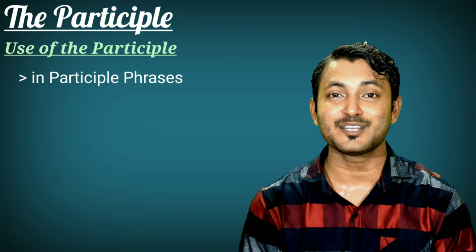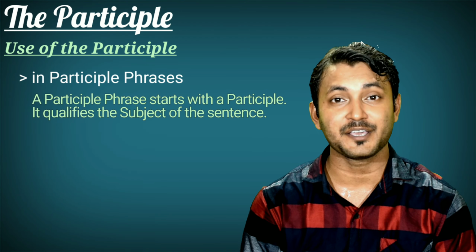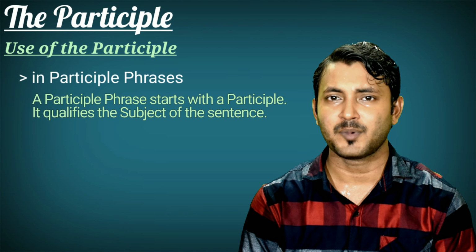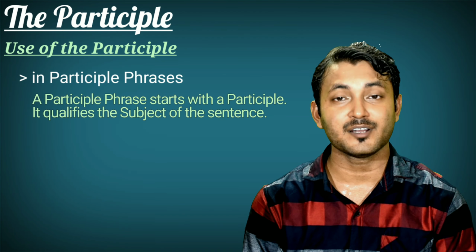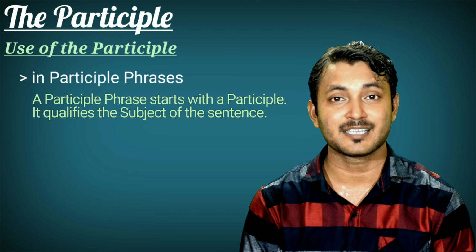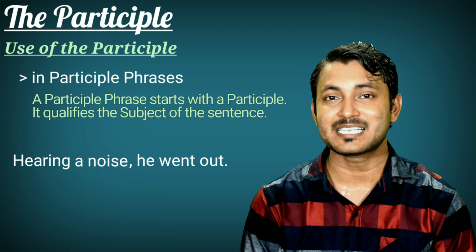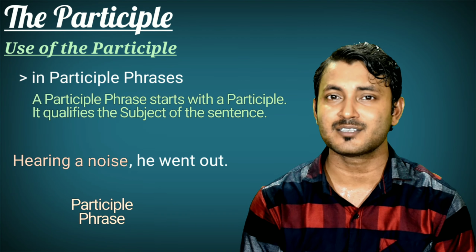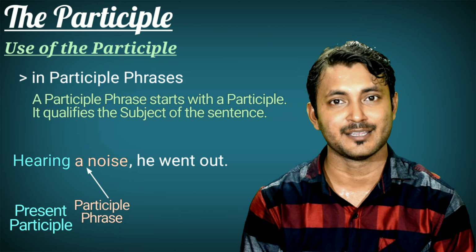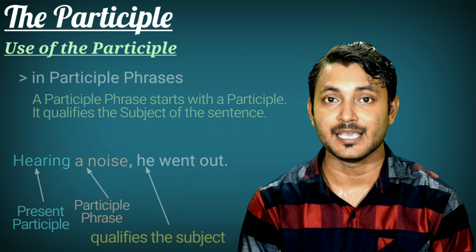Now participles are used in participle phrases. A participle phrase is a phrase that starts with a participle. Participle phrases generally qualify the subject of a sentence. Like in the sentence, hearing a noise, he went out. In this sentence, hearing a noise is a participle phrase. It starts with a participle, hearing in this case, and it qualifies the subject of the sentence, he.